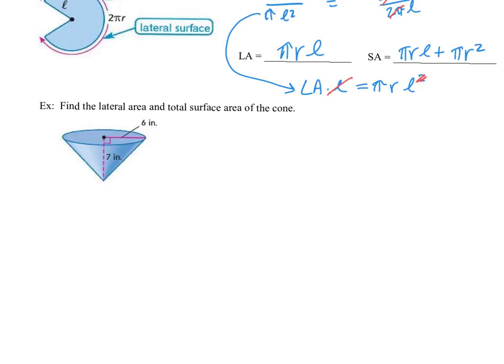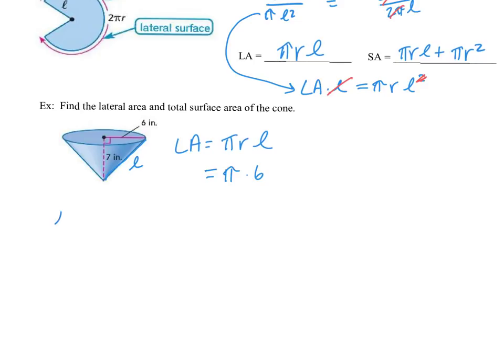Okay, so let's start with the lateral area. The formula for the lateral area is pi times r times L. So that's going to be pi times the radius of the base, which is 6, okay? And then we need to multiply that by the slant height, which I'm going to label L. We don't know that slant height, so let's go ahead and use this little right triangle and the Pythagorean theorem to find out what L is.